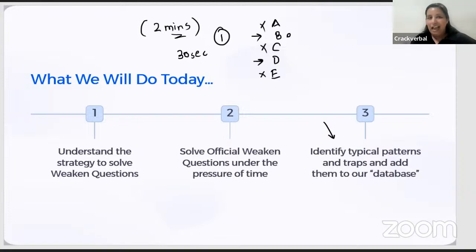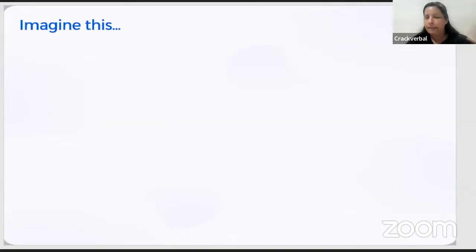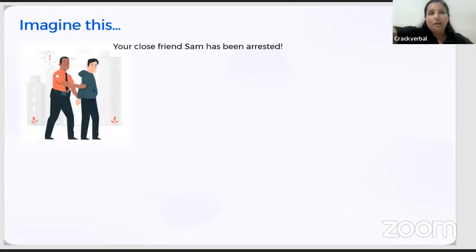As I said, I don't want to make it a very class and strategy kind of session. I want to make it a more interactive and more logic-based session. So let's imagine a scenario for us to better understand what weaken the argument questions are all about, and what is expected of us in a weaken the argument question. Let's imagine a scenario that has been presented. I hope you're all willing to put your imagination caps on so that you can figure out what needs to be done next. Imagine a scenario where you have a close friend called Sam.